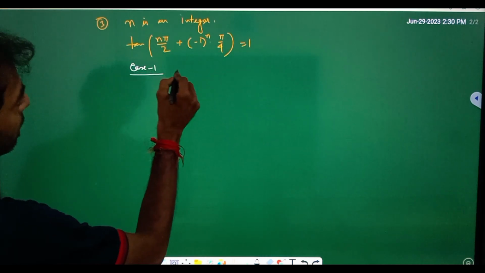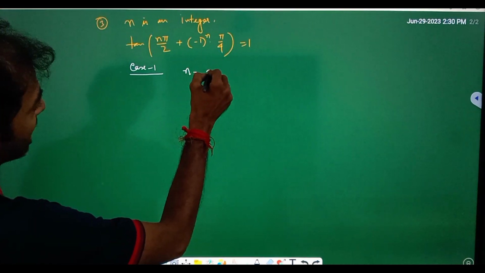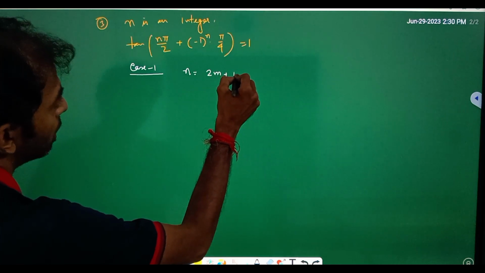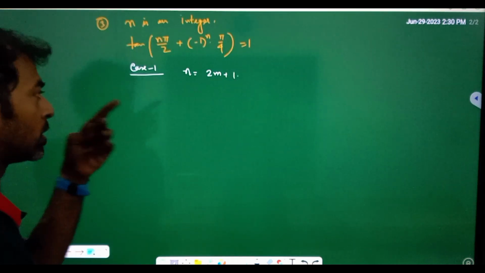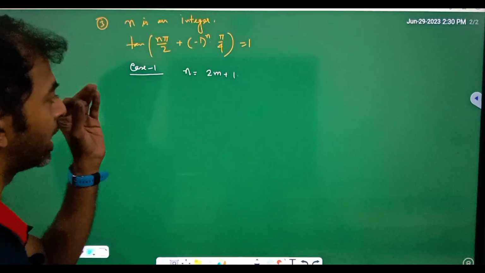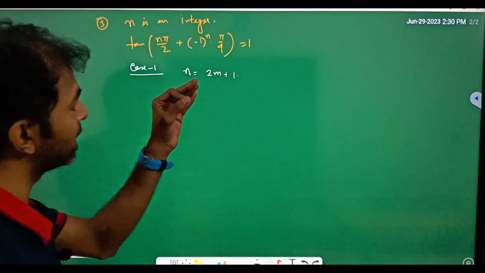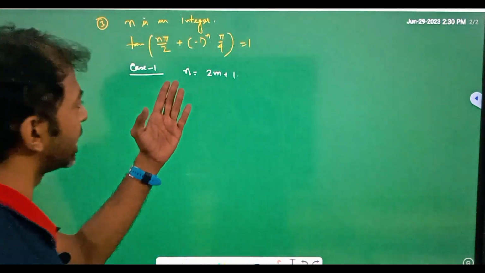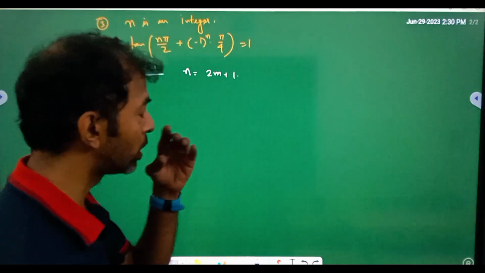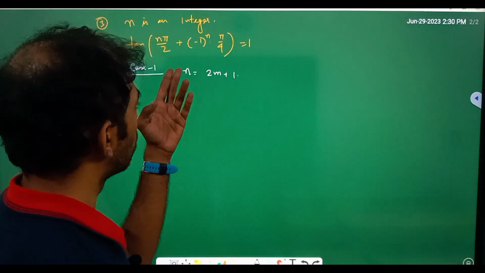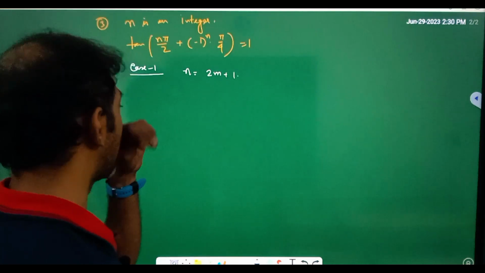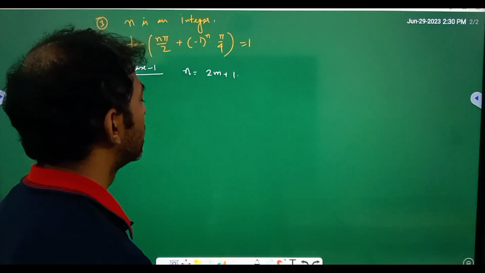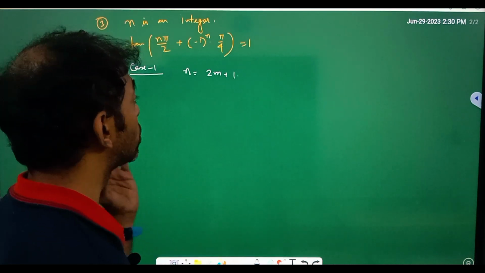First one is if we choose n as an odd integer, that will be 2m plus 1. If you consider any integral value of m, n will be an odd integer here. Suppose we are considering m as 0, we are getting n equal to 1. And suppose you are choosing m equal to 5, you are getting 10 plus 1, 11, and that's also an odd number. If you choose m equal to 100, that will be 201, and that's also an odd number.